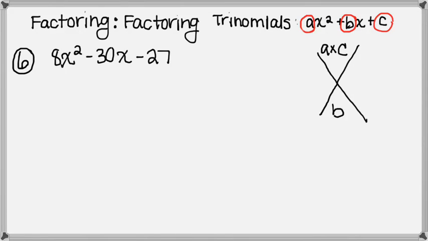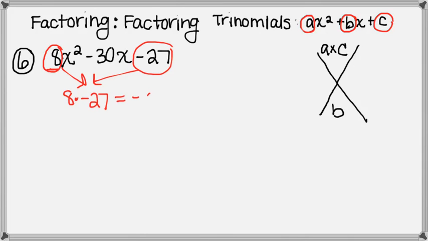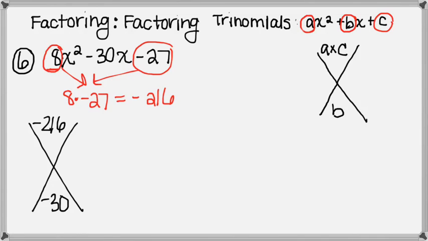Here we have a trinomial where the coefficient of the x squared is something other than 1. In this case we have an 8. So when I factor it, I'm going to start by multiplying the first and last term together. So 8 times negative 27 is negative 216. So I'm going to put that into our x. So negative 216 on the top and negative 30 on the bottom.